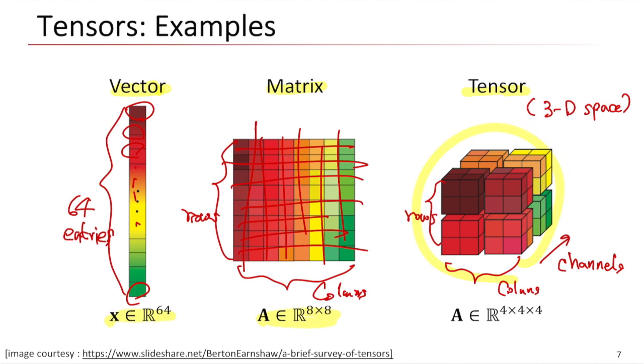In this case, there are 4 rows and 4 columns, and there are 4 channels like this. Okay, so in this case, the size of this tensor is R superscript 4 by 4 by 4. This is a case of 3D space.